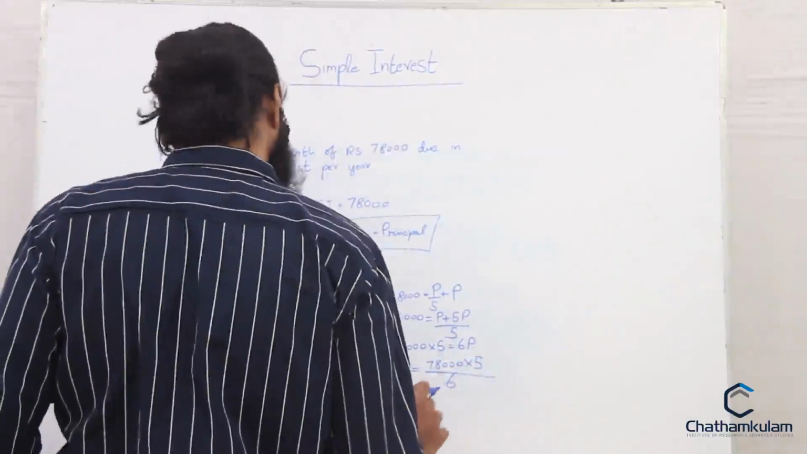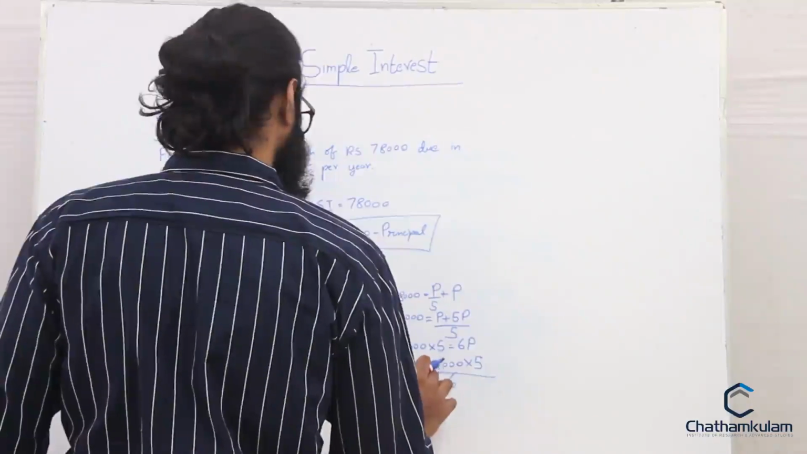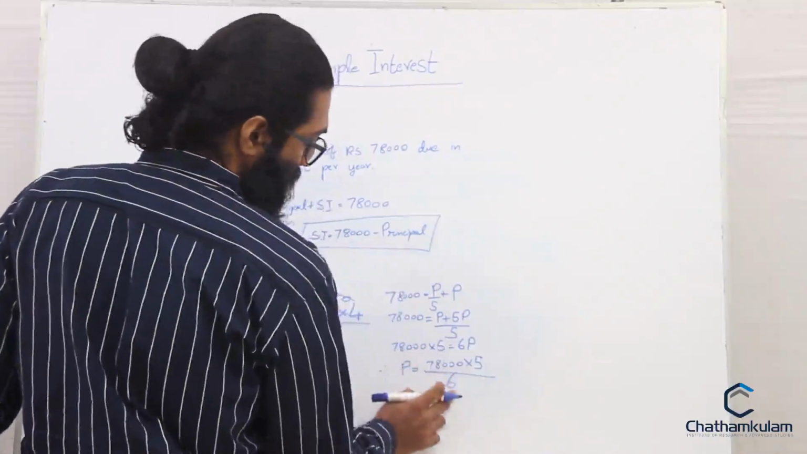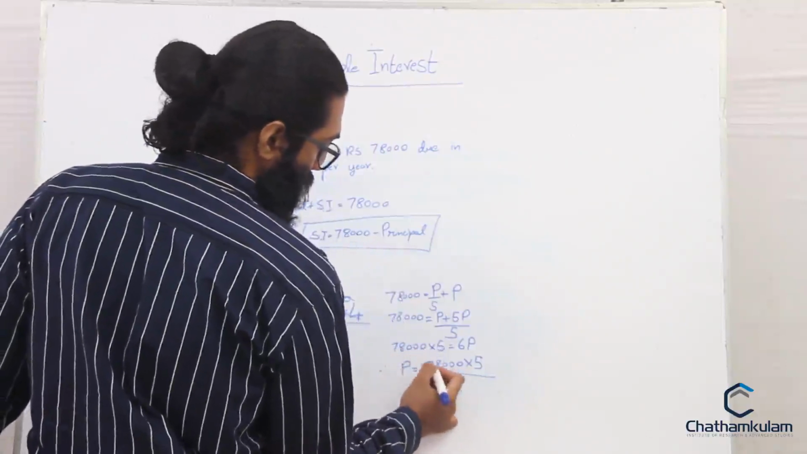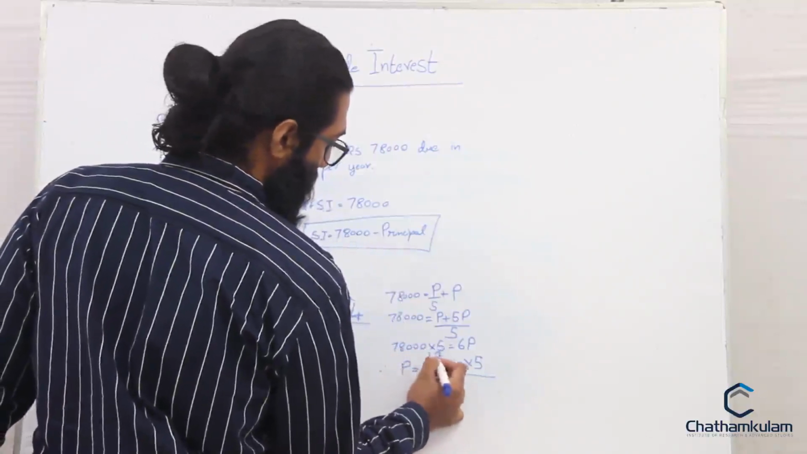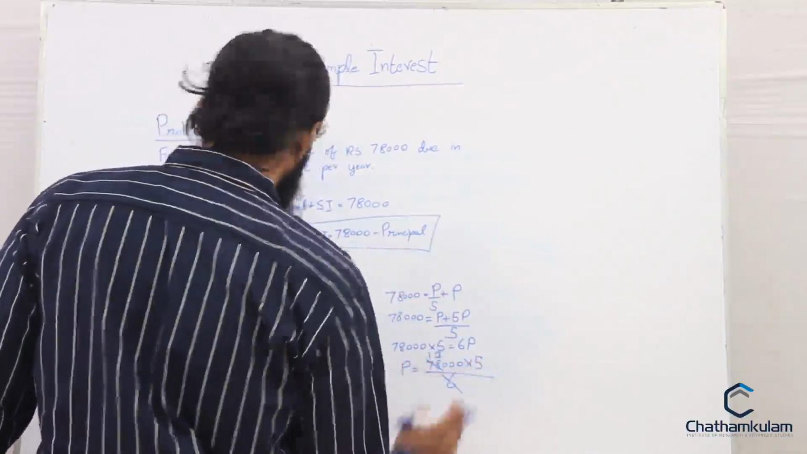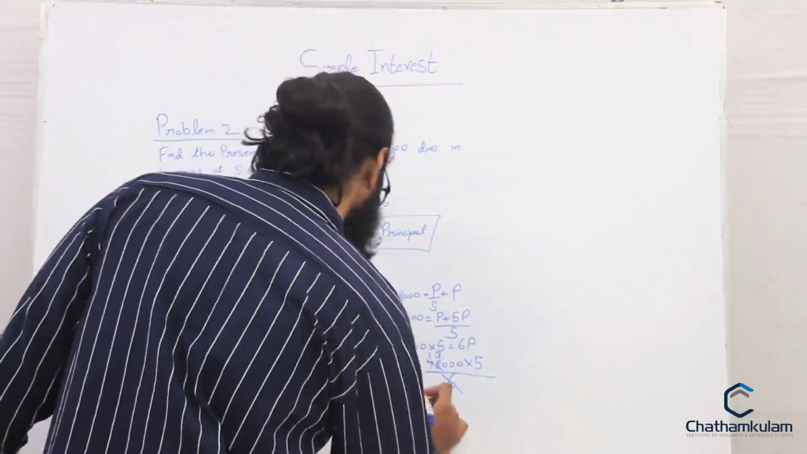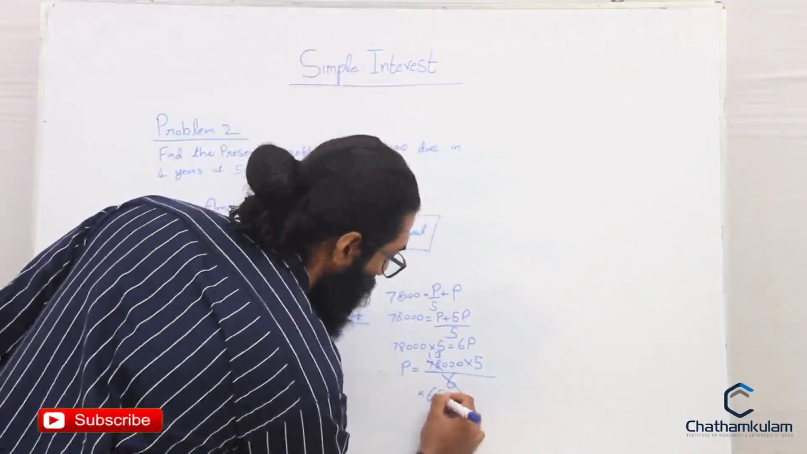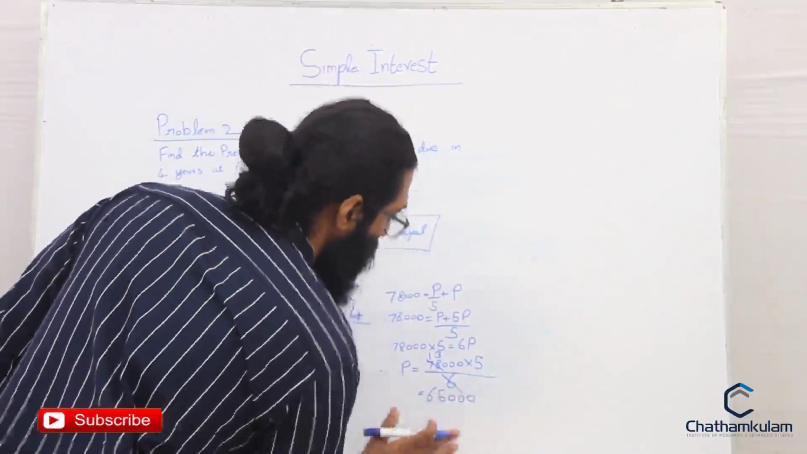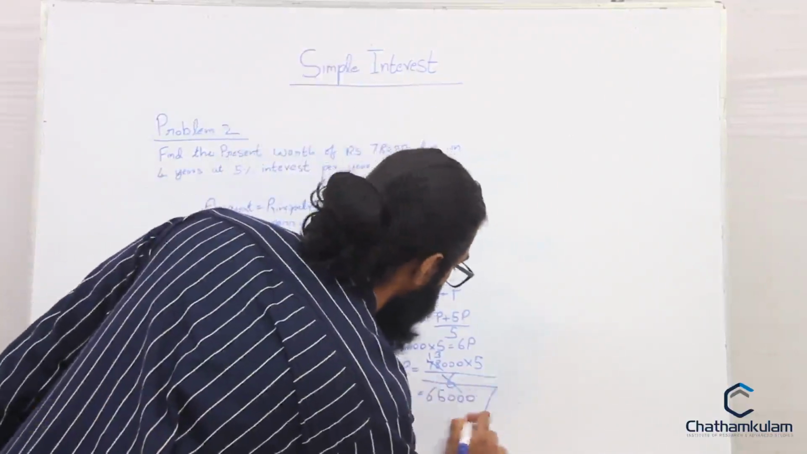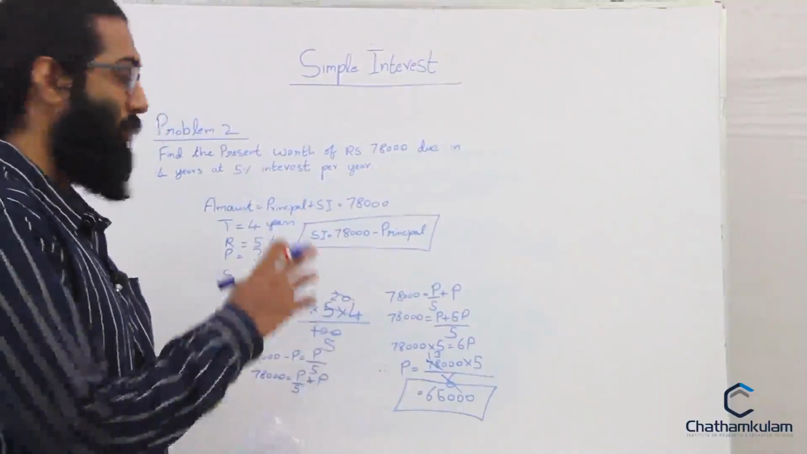So what is 78 divided by 6? We cancel 6 in 78,000, so we get 13,000. So 13,000 into 5, we get 65,000. So this is our principal amount.